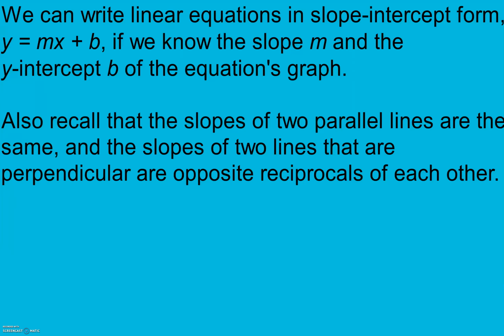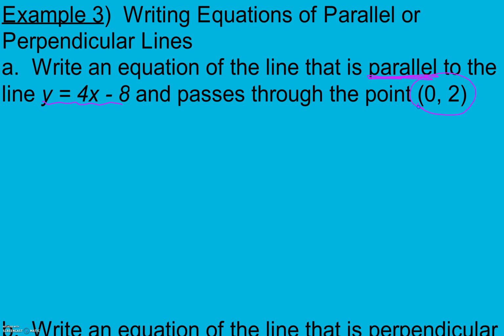We're going to write an equation of the line that is parallel to the line y equals 4x minus 8 and goes through the point 0, 2. So the only thing that we need from our original equation here is our slope, because we know that parallel lines have the same slope. So our slope in our original equation, remember our m value, our slope, is in front of our x. It's our coefficient. So here my slope is 4. Once I have that, we don't care about this original equation at all.